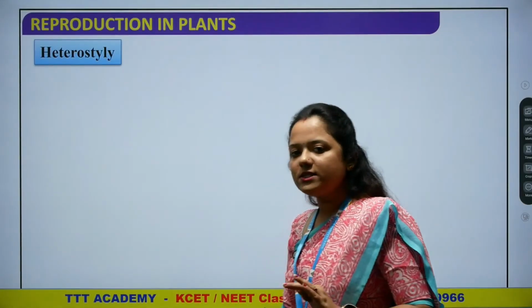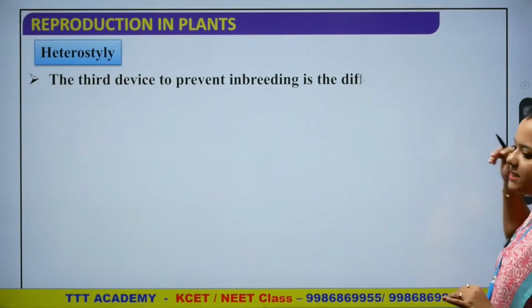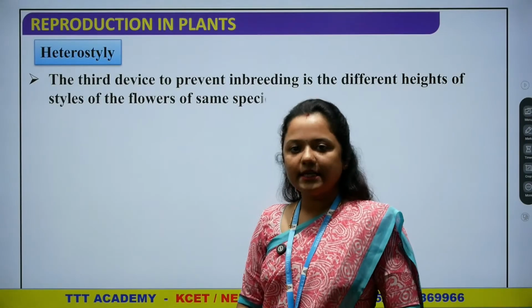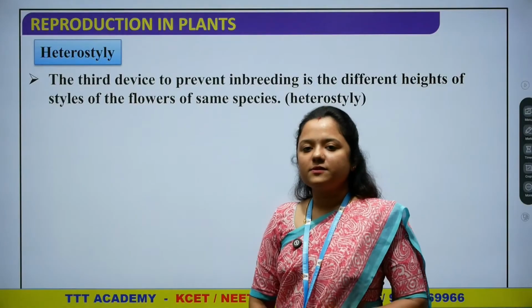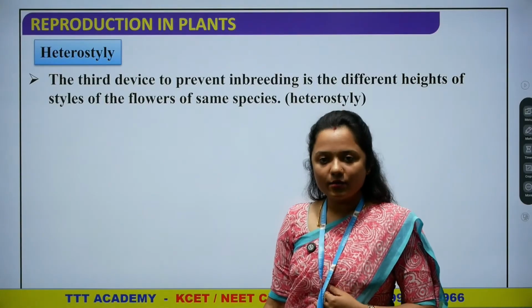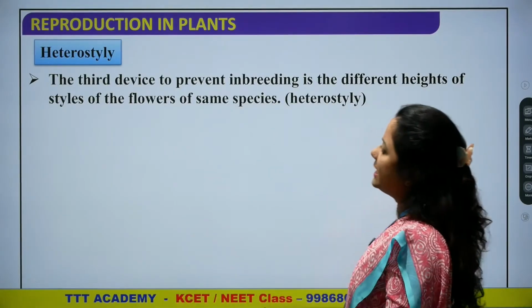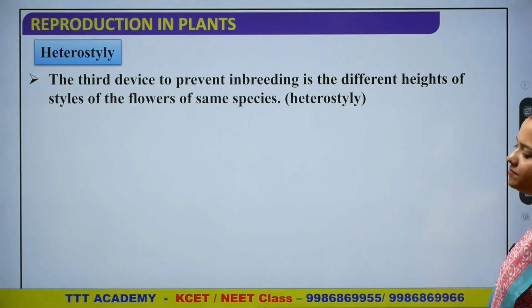Heterostyly. Now what is this condition? What is heterostyly? This is the third device of the outbreeding devices, correct? Outbreeding devices, the first one was dichogamy, the second one was hercogamy, and now the third one is heterostyly. Style is there in the word, correct?